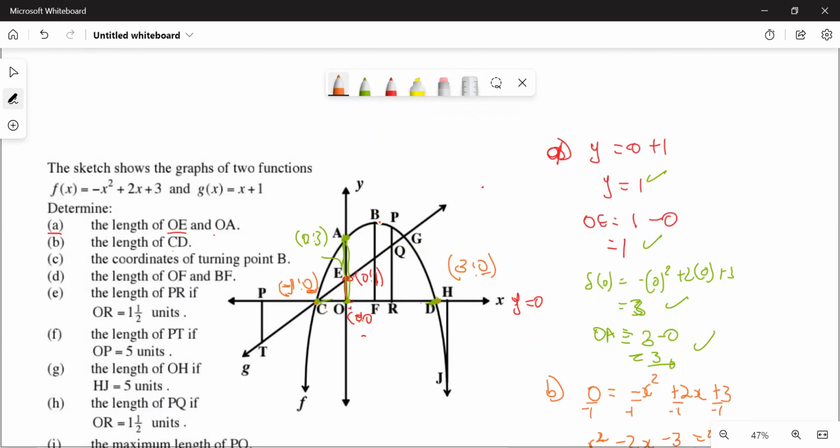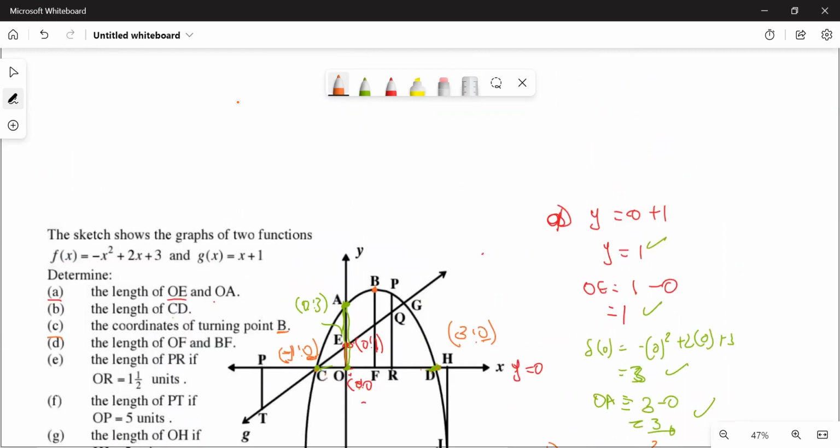Let's get the coordinates, number C. Let's get the coordinates of the turning point, which is B here. How would you get the coordinates of the turning point? We're going to use the equation of f of x again. So I'm writing f of x here. We're going to use f of x is equal to minus x squared plus 2x plus 3. What should we do from here?